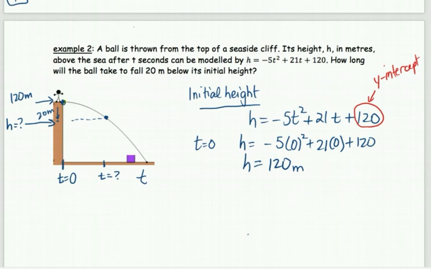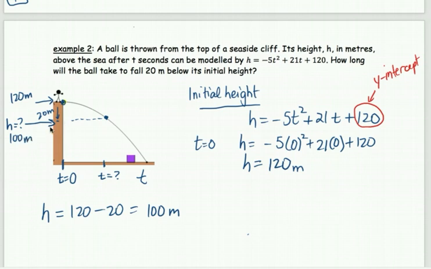Now that we know the initial value, we can figure out what height it is right here. If we know that it fell 20 meters, the actual height that we're going to use is 120 subtract the 20 meters that it fell, so we are looking at a height of 100 meters right here. So 100 meters.